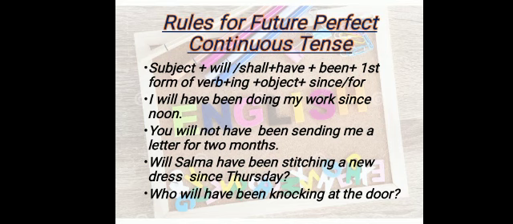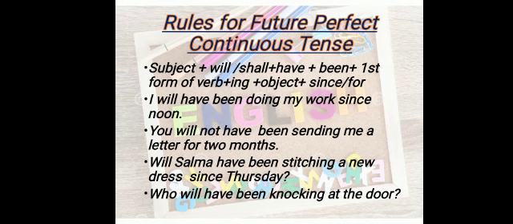Now, from noon, the time at which it started, the work has been continuing. So if the task continues from some specified time, then we use since with it, and it is future perfect continuous tense. If it is a negative sentence, then not will be added after will, not after have. It's a common mistake that students mostly make, they put not after have. Have always comes after will.